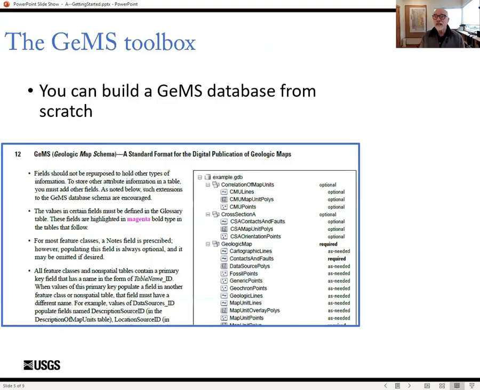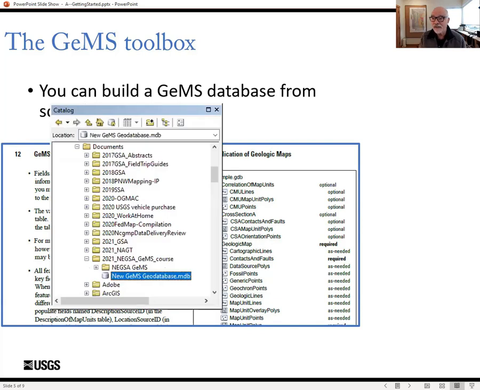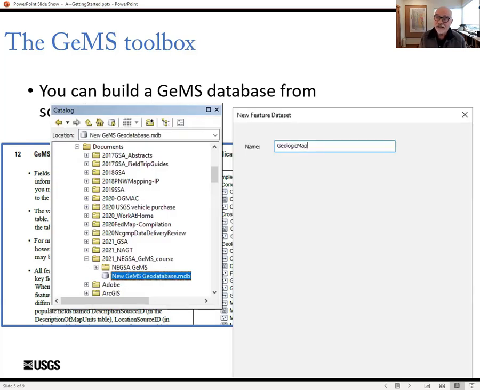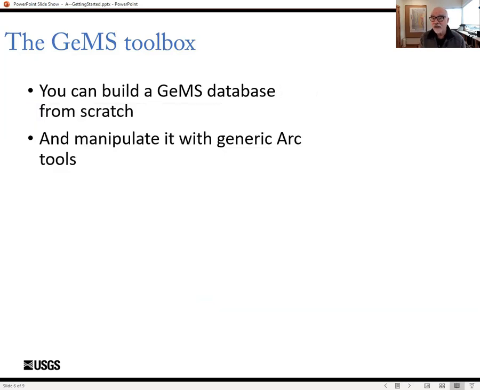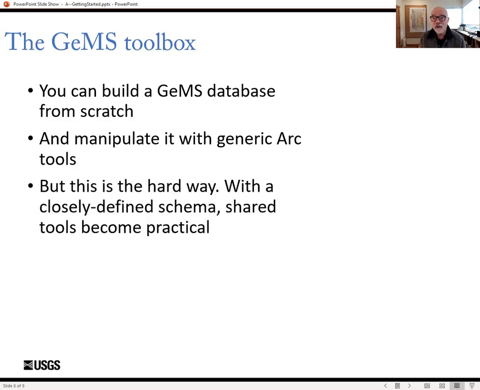You can build a GEMS database from scratch. You can open up the documentation, see what the database schema looks like, make a new database, make a feature data set inside of it, look to see which feature classes belong inside that feature data set, what the fields are, how they're defined, and plug away. So you can do this from scratch, and you can manipulate the database with generic Arc tools. But this is the hard way.